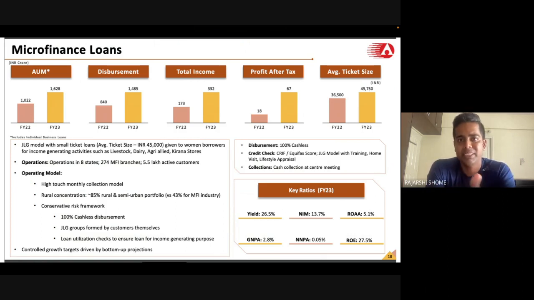Okay, ठीक है, मतलब salaries देने में दिक्कत हो रहा है तो ये लो 2 महीने के लिए पैसा. But Arman and all, they are basically there for income generation for their borrowers. So say for example, अगर किसी को livestock या dairy, agri allied, किराना store खोलना है तो वो Arman से loan लेता है. Okay, let's move on.